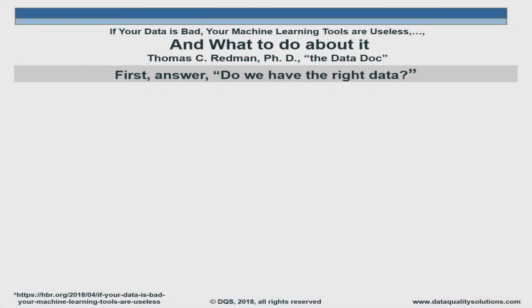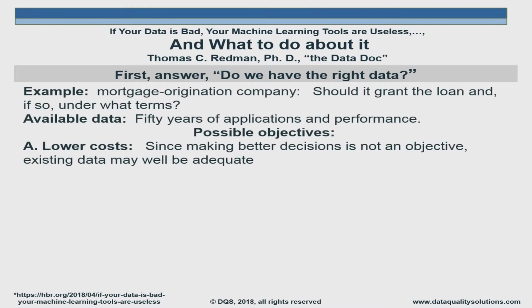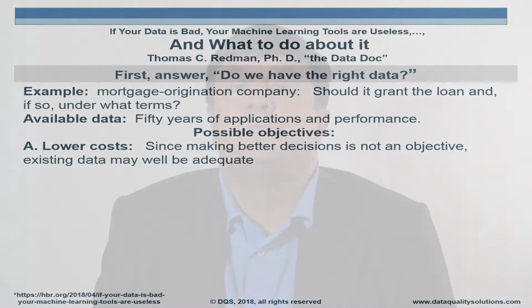To explore this, let's take a particular example involving a mortgage origination company, which essentially has to answer the question, should it grant the loan? And if so, under what terms? This company's been around a long time, and it has 50 years worth of data about applications and the performance of the mortgages it granted at its disposal to train its predictive model.